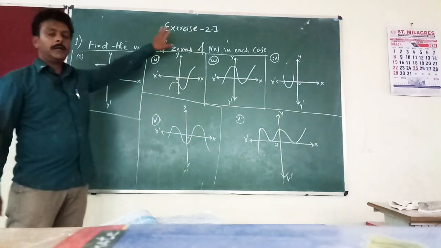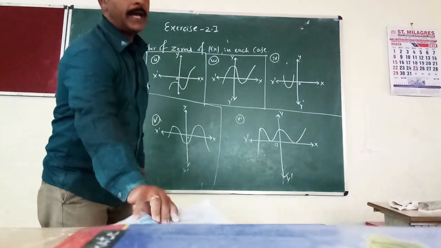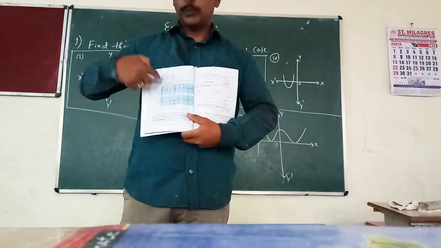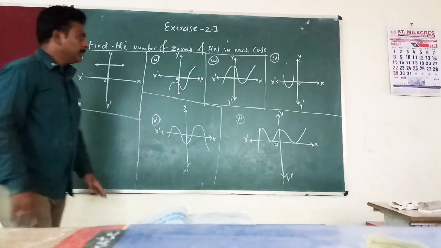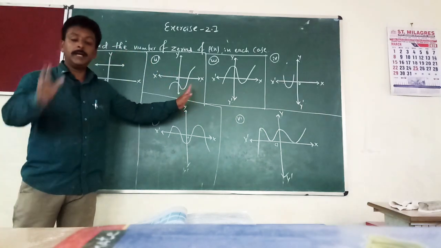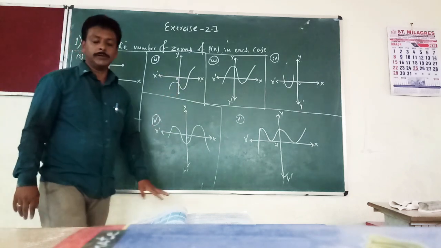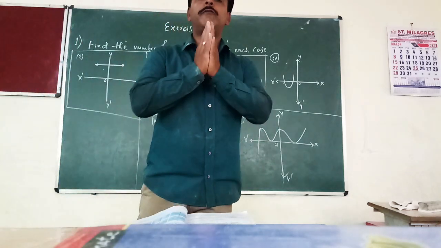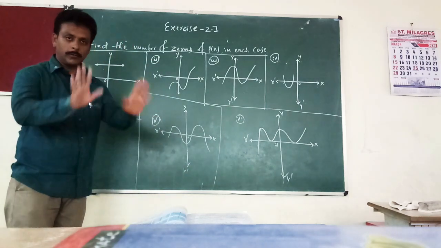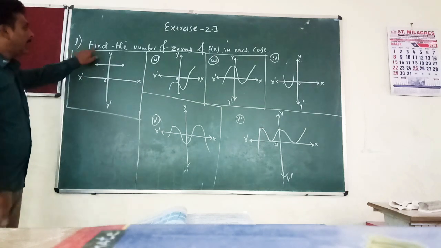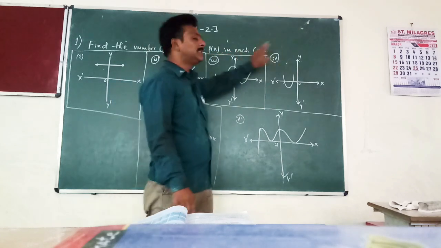Yes. Now we are here, exercise 2.1. In exercise 2.1, I have a textbook. You can see the textbook. The question is like this. Same question I wrote on the board now. They have given you 6 graphs related to polynomials. They are asking you only to find how many zeros are there in each graph. That one only you have to find out. I wrote the question also. Find the number of zeros of polynomial p of x in each case.